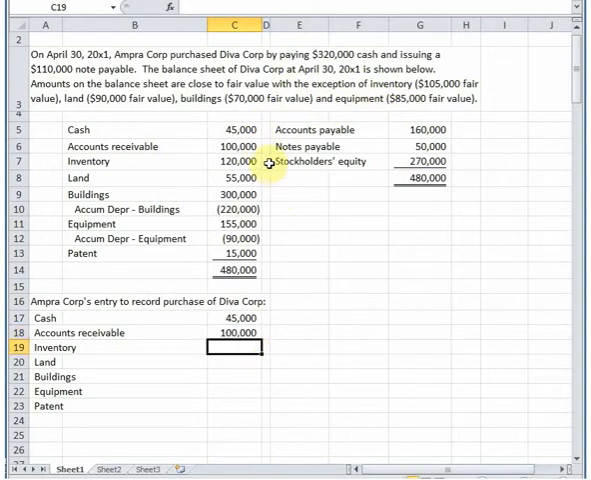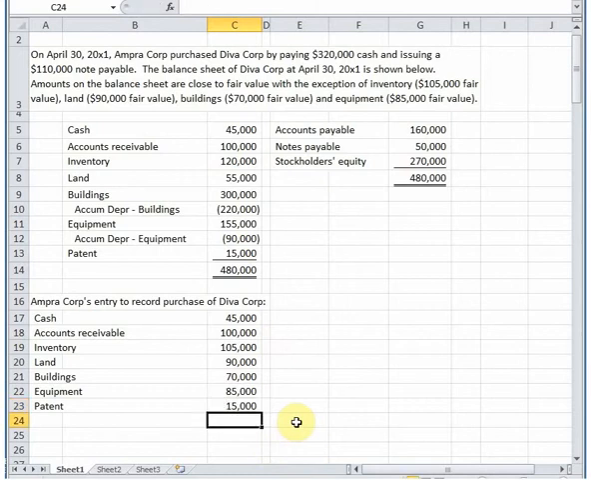Inventory, that was on the books, but they said the fair value is a little different. We always go by the fair value, so we only record $105,000 for inventory. Land also had a different fair value than what was sitting on their books. A little more valuable than was shown, so $90,000 there. The buildings, we don't care what's on the books here because the fair value is $70,000, so that's what we're going to record. Stay in the right column here. And then equipment also had a different fair value than what was on the books, so we're going to use that fair value. And then the amount on the books, they said it was about the right fair value for the patents, so record that.